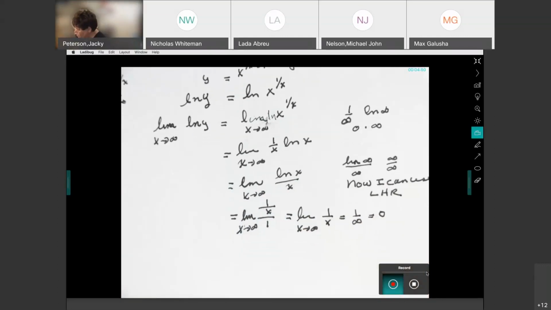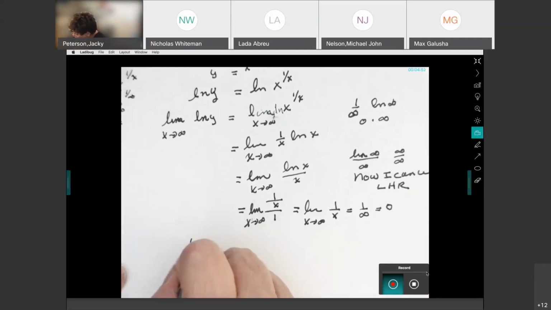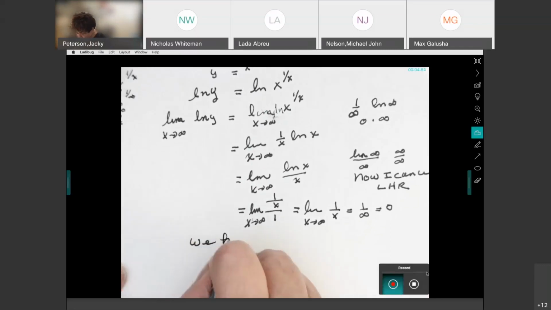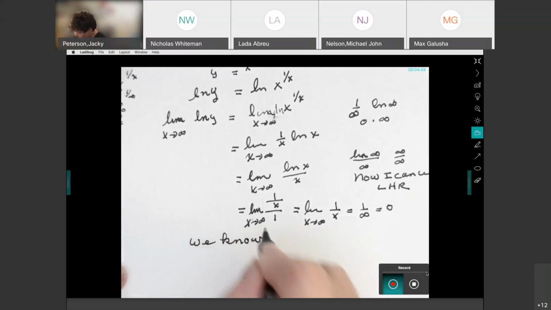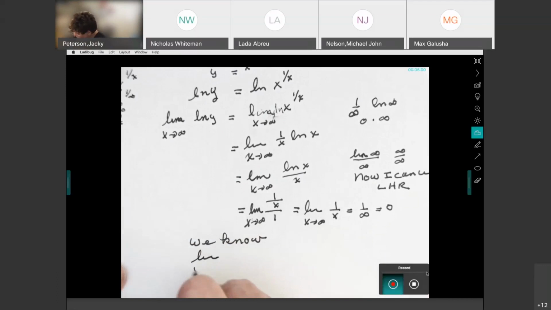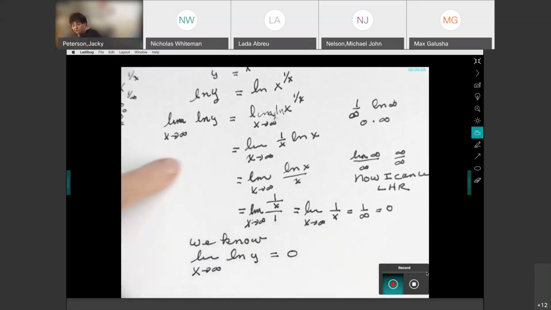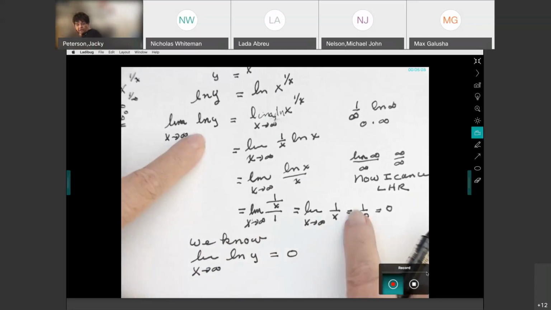Well, what is this now? I can take the derivative of the numerator and the derivative of the denominator. The derivative of the numerator is 1 over x. The denominator is 1. Then I can take the limit of that, which is the limit as x goes to infinity of just 1 over x, which is 1 over infinity, which is 0. So that goes to 0. So what do we know? We know that the limit as x goes to infinity of the natural log of y is 0, because that's where we started with. We started with this guy. We determined that it is 0.